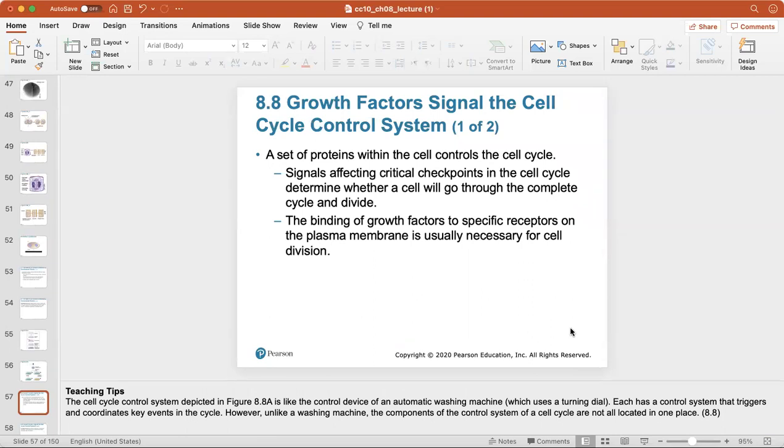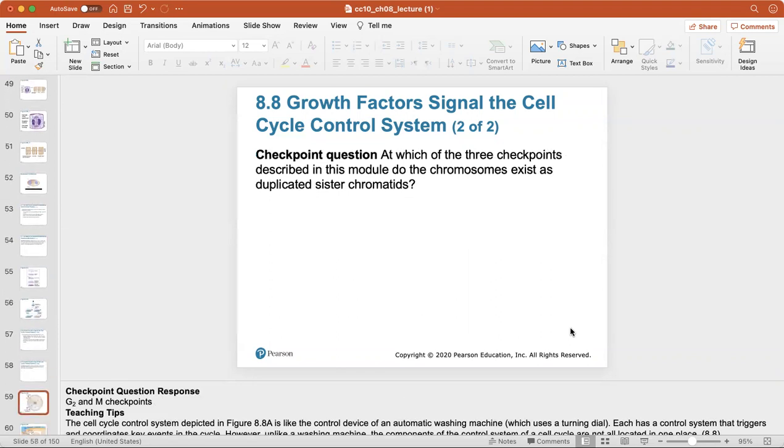So growth factors, what are they? They will signal the cell cycle to continue or to stop. So they're kind of the control system. The growth factors are a set of proteins within the cell that control the cell cycle. Their signaling affects critical checkpoints in the cell cycle, which will determine whether a cell will go through the complete cycle and divide. And the binding of growth factors to specific receptors on the plasma membrane is usually necessary for cell division.